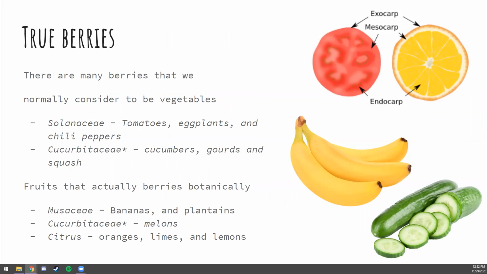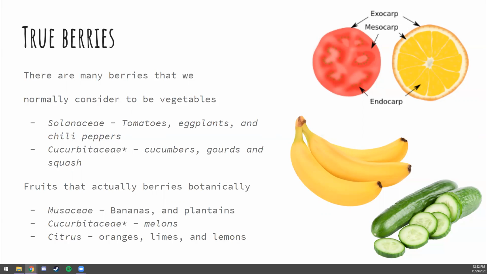Of the many true berries that were previously listed, there are also many berries out there that we have normally considered to be veggies. This includes Solanaceae, which is tomatoes, eggplants, and chili peppers, as well as Cucurbitaceae, which includes cucumbers, gourds, and squash.